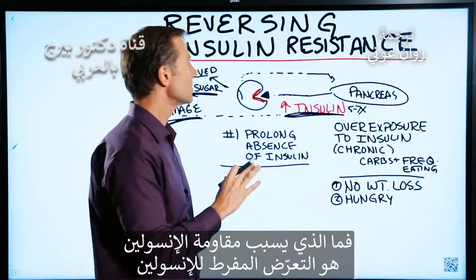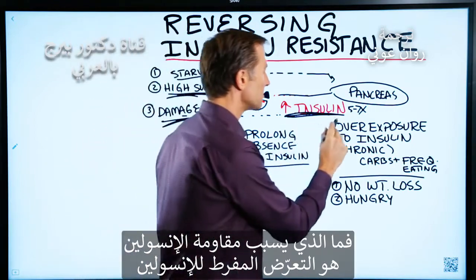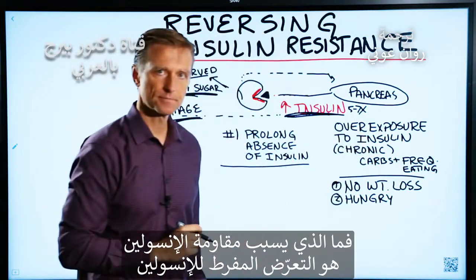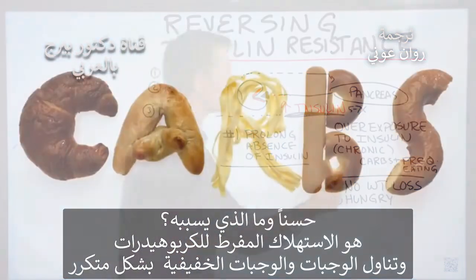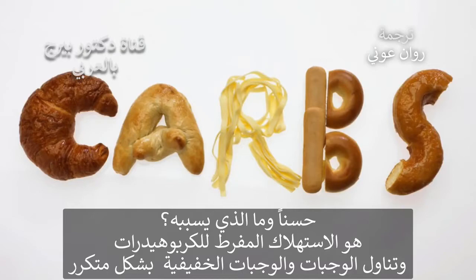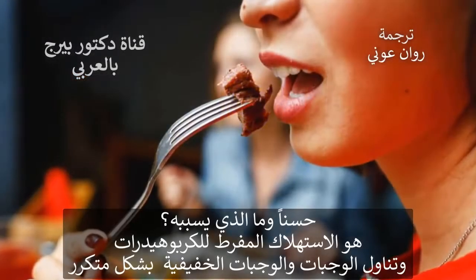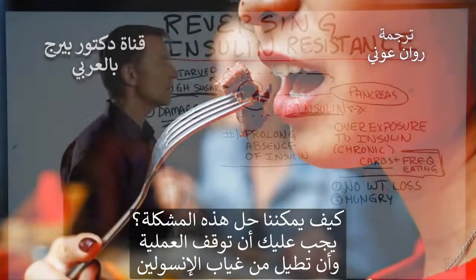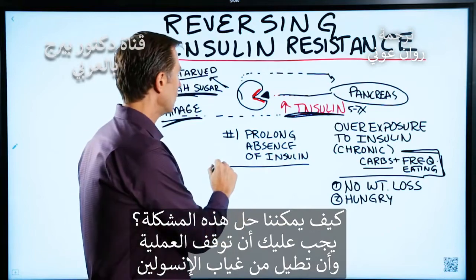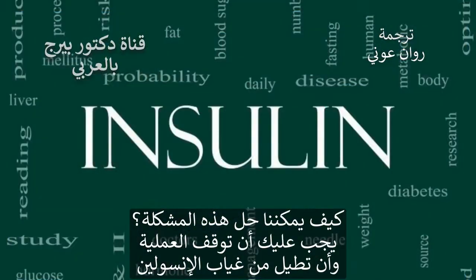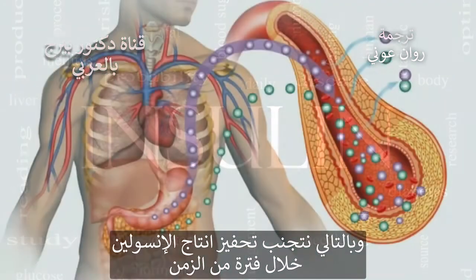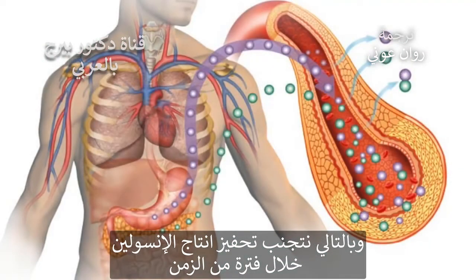So what causes insulin resistance? The overexposure of insulin. Okay, what causes that? The chronic consumption of carbs and eating too frequently, okay? Frequent meals and snacking. How do we fix this problem? Well, you just reverse the process and you do prolonged absence of insulin. So we just avoid the triggering of insulin over a period of time.